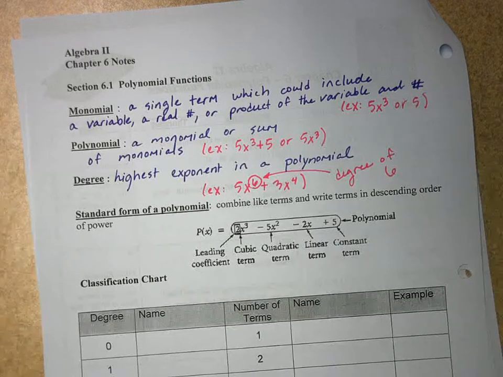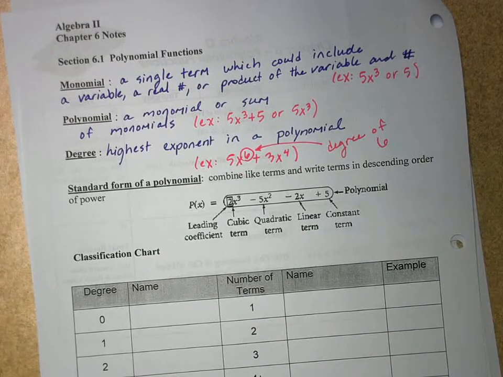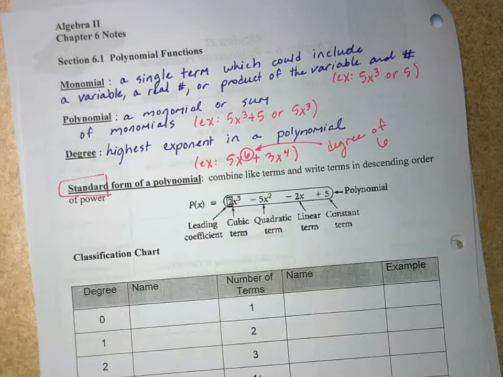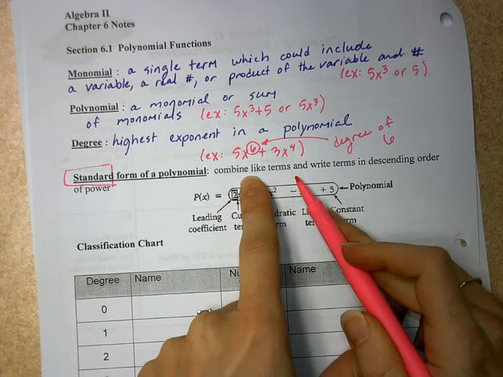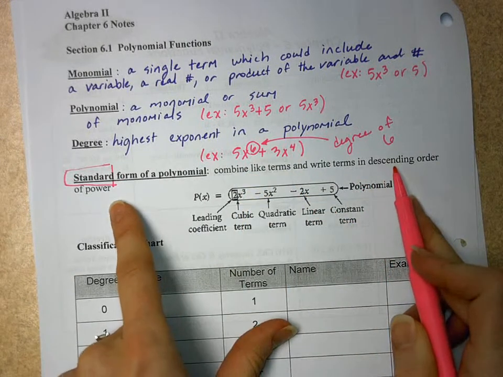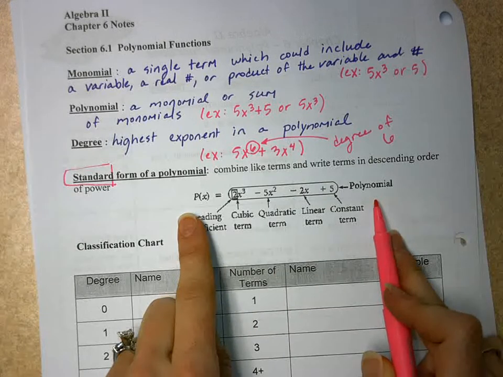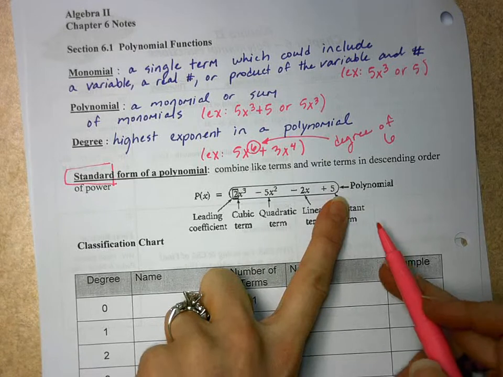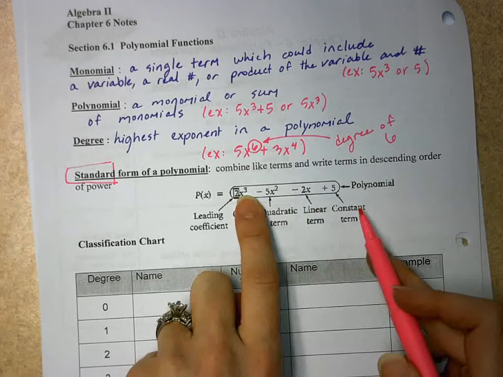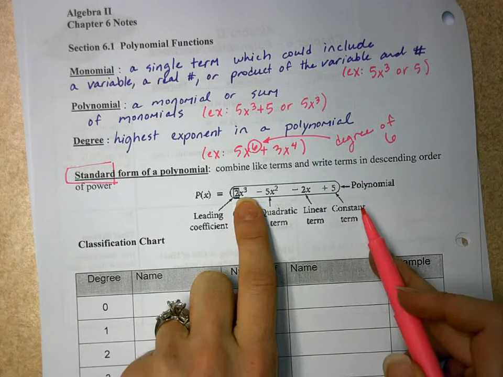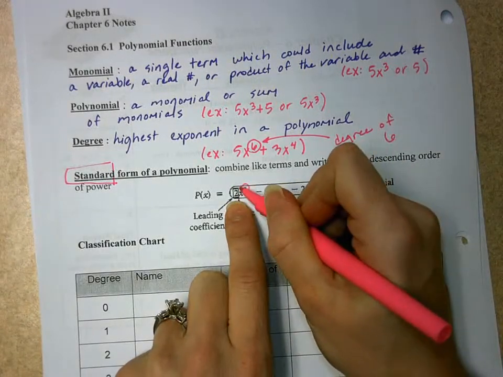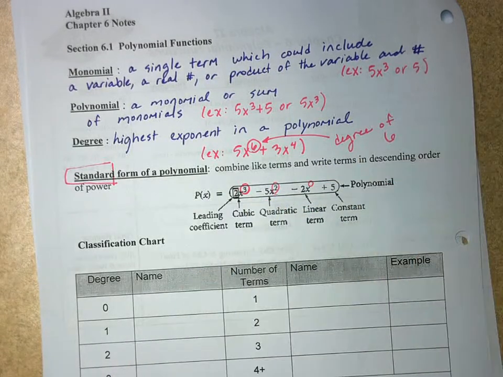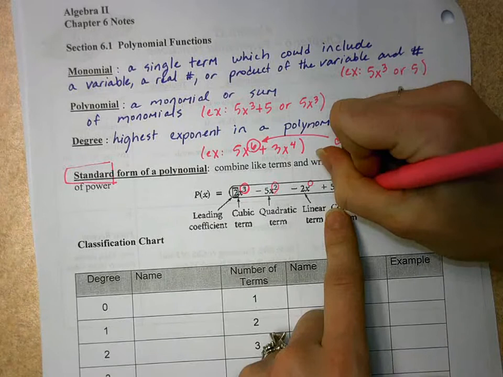And then lastly, I referenced this in your bell ringer. How do you know if you have a polynomial in standard form? Standard form has all like terms combined, and the terms are written in descending order of power. So here's an example of something in standard form. We have 2x cubed minus 5x squared minus 2x plus 5. Notice there's no terms we could combine. Any like terms have already been combined, and the highest exponent is first, and then the other exponents are in descending order.